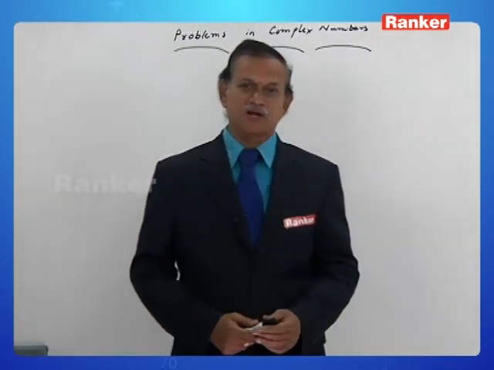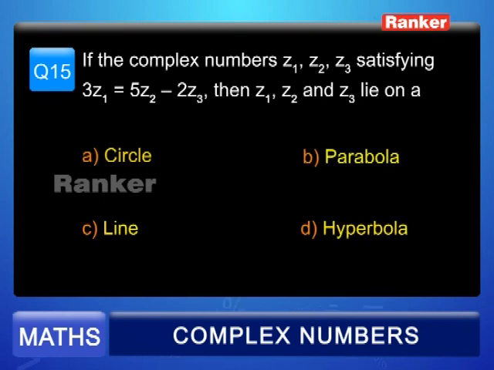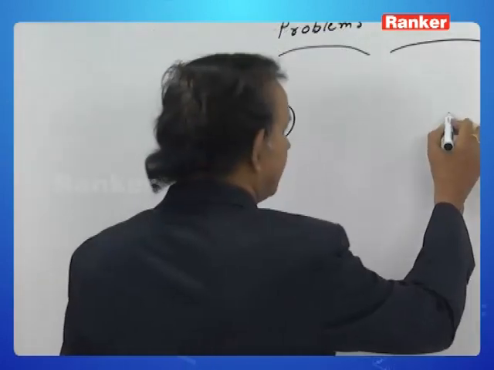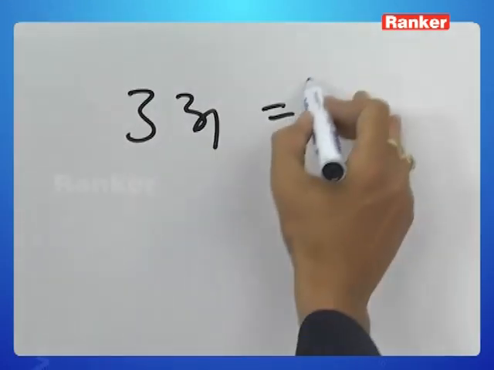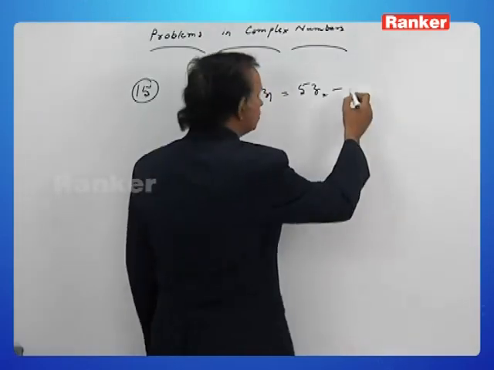The next question before us is question number 15. If three complex numbers z1, z2 and z3 satisfy 3z1 is equal to 5z2 minus 2z3, then z1, z2, z3 lie on a circle, a parabola, a line or a hyperbola. What is given actually? 3z1 is equal to 5z2 minus 2z3.